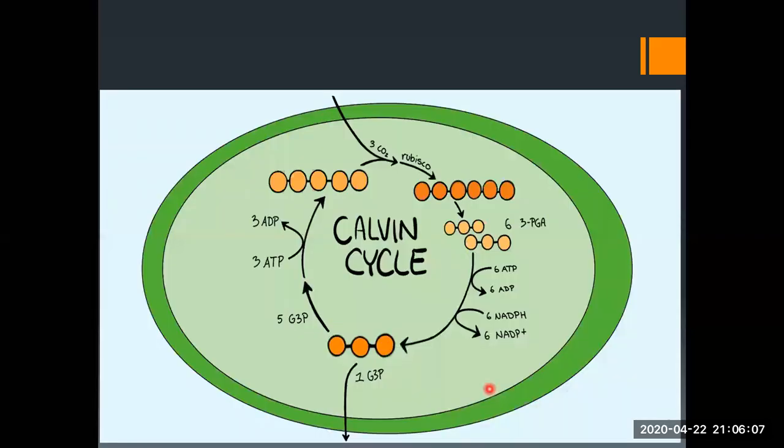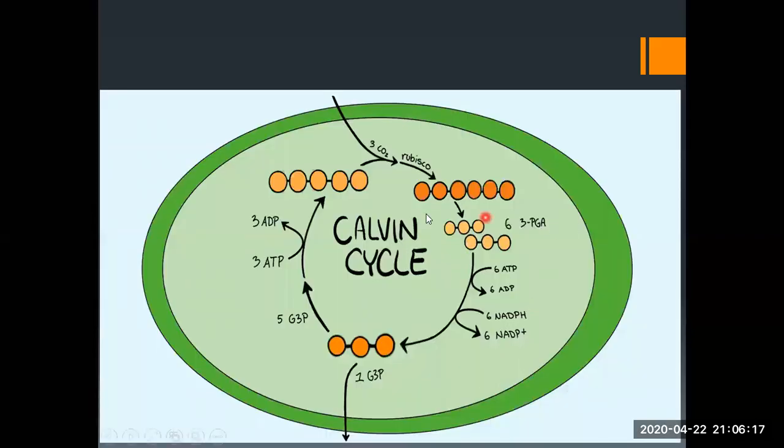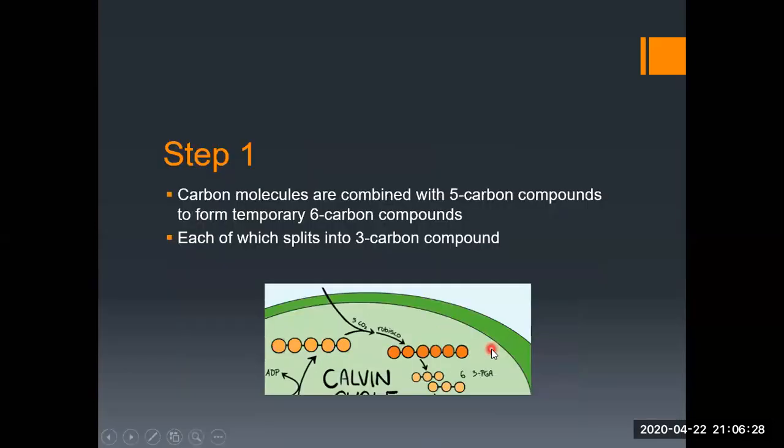In order to study all the steps of the Calvin cycle, including these three steps we have already discussed: carbon fixation, reduction, and regeneration. The first step is carbon fixation, the second is reduction, and the third step is regeneration. This is a whole cycle of dark reactions. Let's discuss them step by step so that you can understand it fully. I split this diagram into three parts for your convenience.